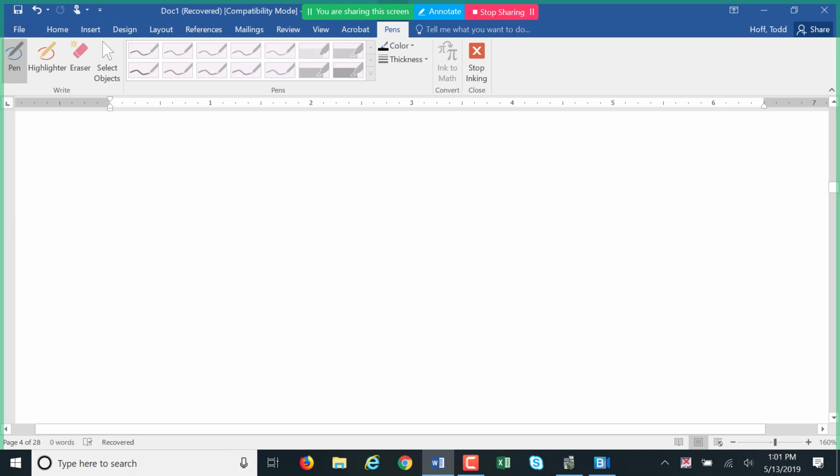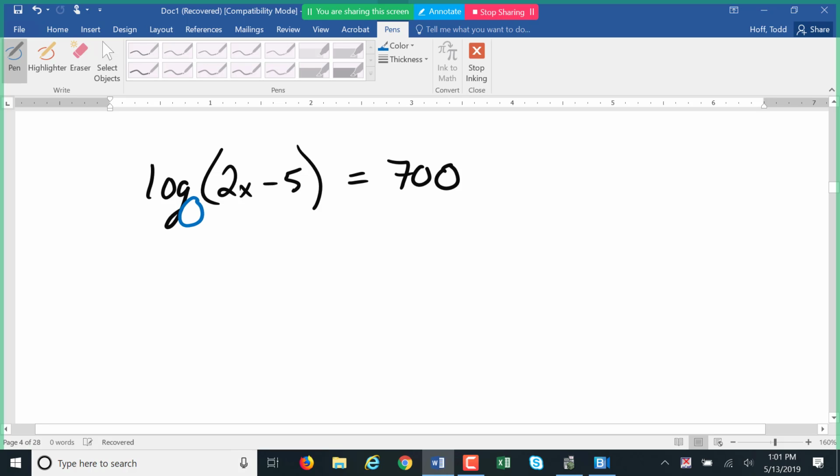Rather than turning that into an exponential, we might have the log of 2x minus 5 equals 700. Now first, I don't have a base written here for my log, so what base do I assume? 10. Just like with exponentials, I have to isolate the log. Here the log is isolated. So what do I have to do now?